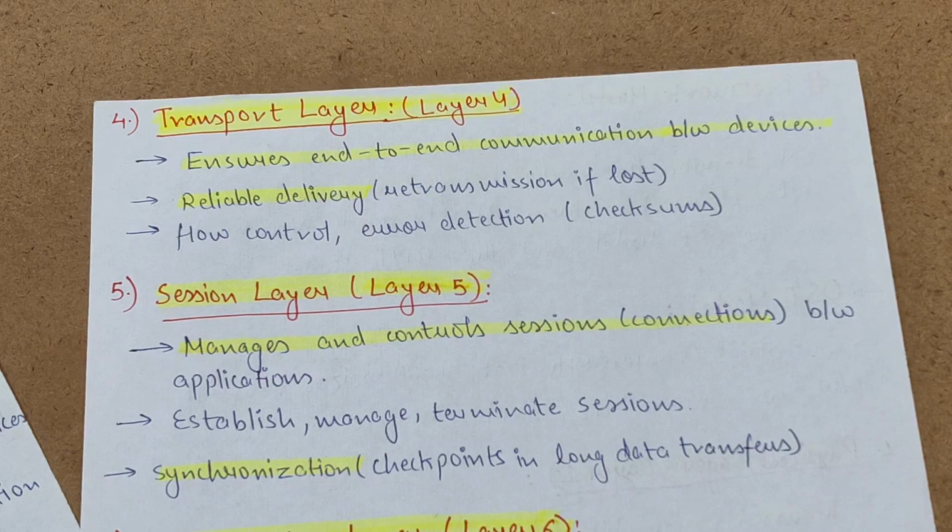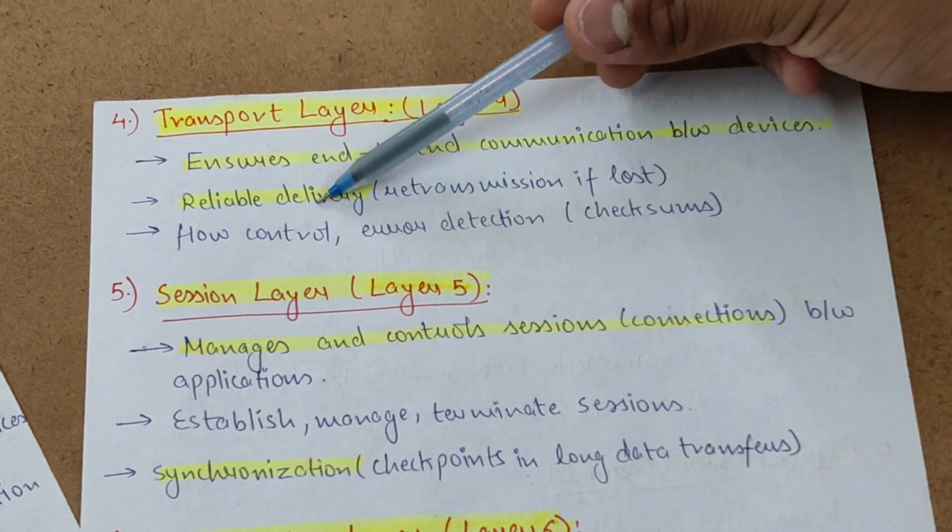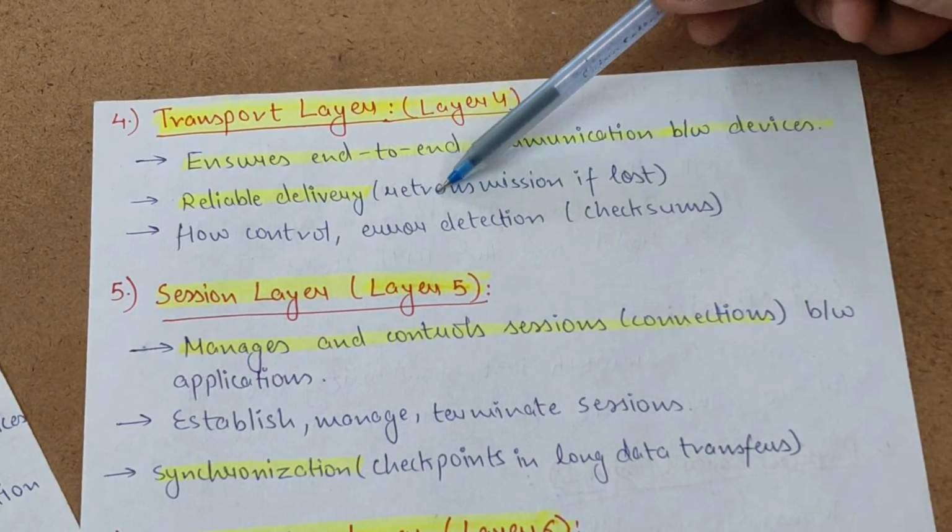So what does it do? Take again a hypothetical situation: there are two devices that need to communicate with each other. The transport layer ensures end-to-end communication between the devices. Basically, no third person is allowed into the communication and cannot see what the two devices are communicating and for what. It also ensures reliable delivery and retransmission.